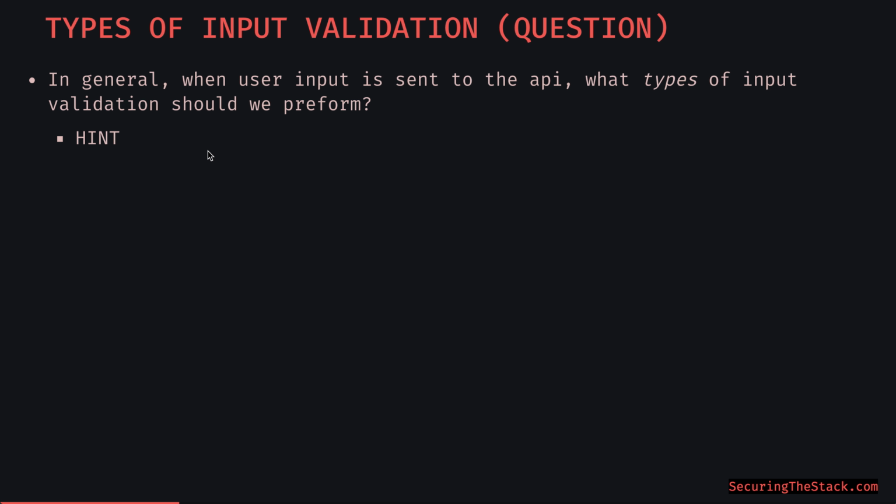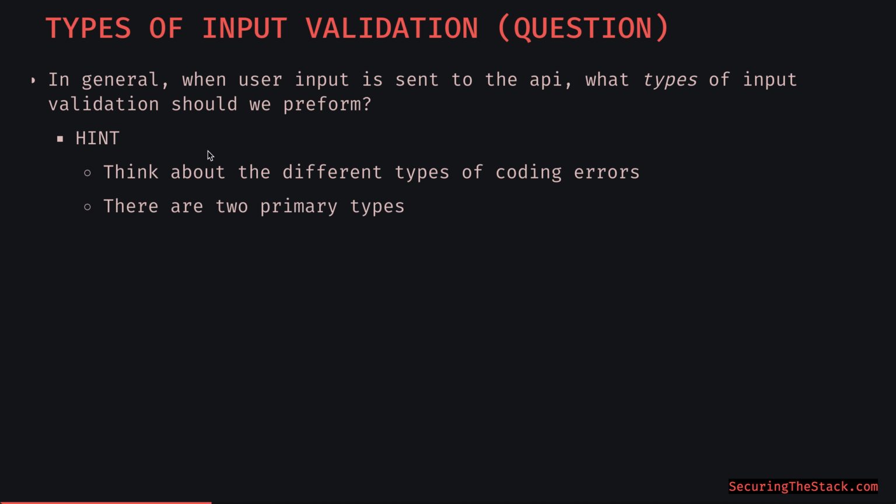So I'm going to go ahead and proceed with one hint. So think about the different types of coding errors that occur, okay? And think about potentially how those can relate to types of validation that we should perform, okay? So think about two primary ways. Think about the two primary coding errors that there are, okay, when you're developing code. And then think about how those could potentially map to items that you need to validate from user input, just general categories of things that you need to validate.